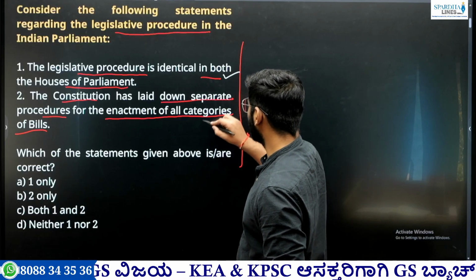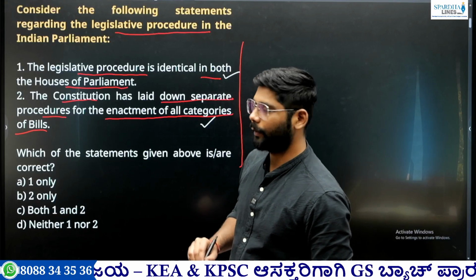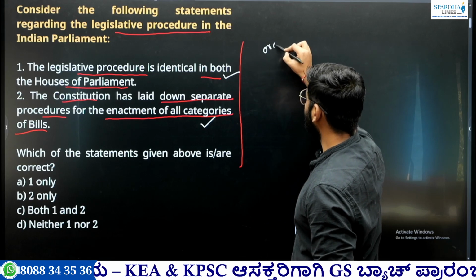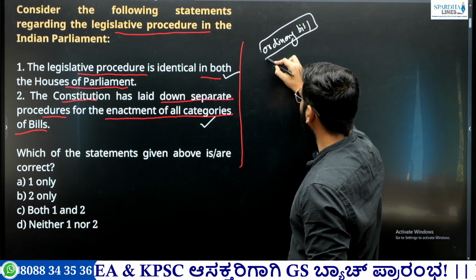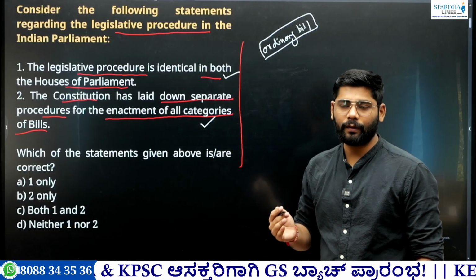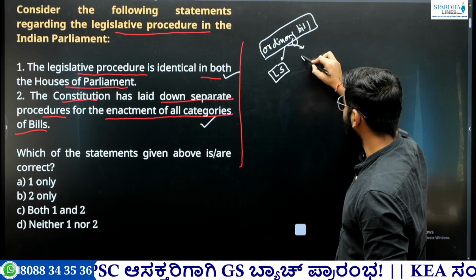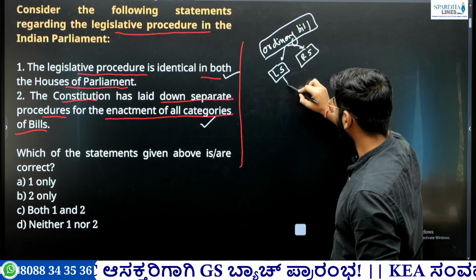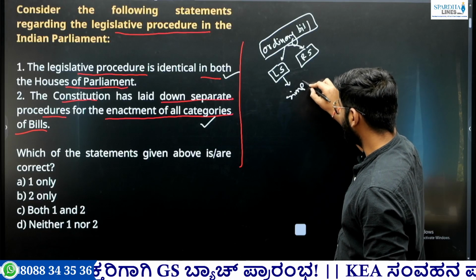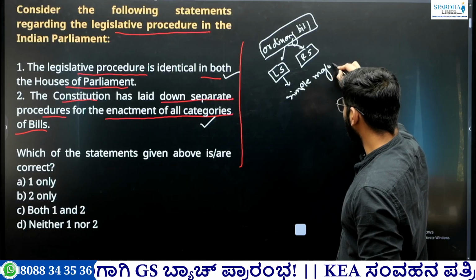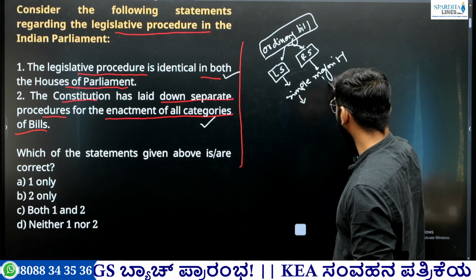So basically both statements are correct, because the legislative procedure is identical in both houses of Parliament. Consider if Parliament wants to pass an ordinary bill, it needs to go through the same process, either in Lok Sabha or the Rajya Sabha. If it is introduced in Lok Sabha, or in case it is introduced in Rajya Sabha, it needs to have the same kind of majority. Ordinary bills will be passed with a simple majority, so the same kind of majority is needed in both houses.